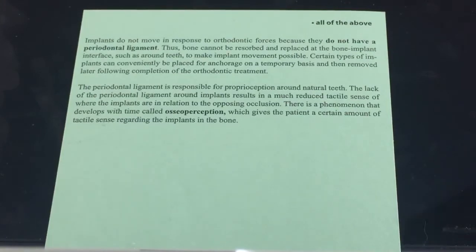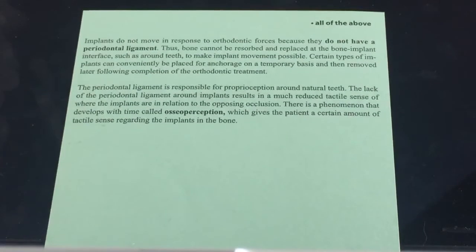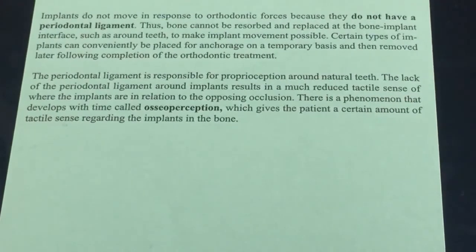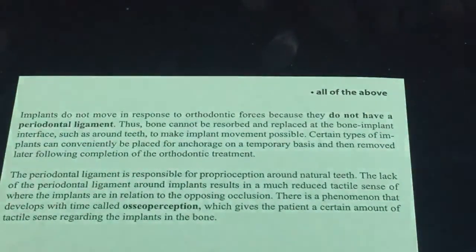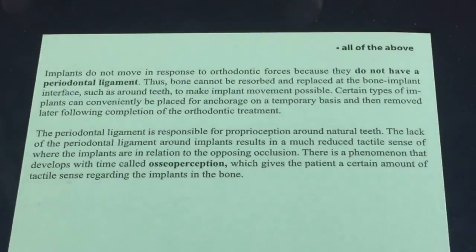So, implants do not move in response to orthodontic forces because they do not have a periodontal ligament. Thus, bone cannot be resorbed and replaced at the bone implant interface, as around teeth, to make implant movement possible. Certain types of implants can conveniently be placed for anchorage on a temporary basis and then removed later following completion of the orthodontic treatment.